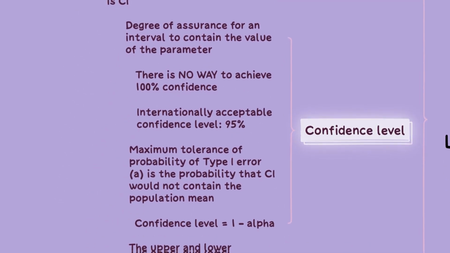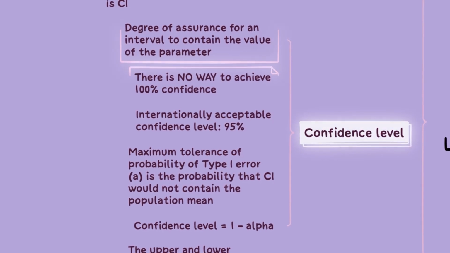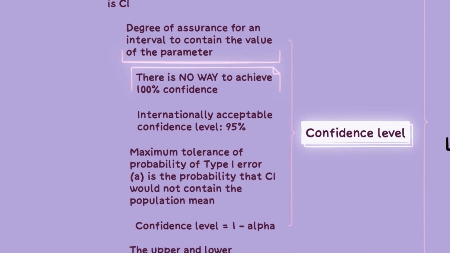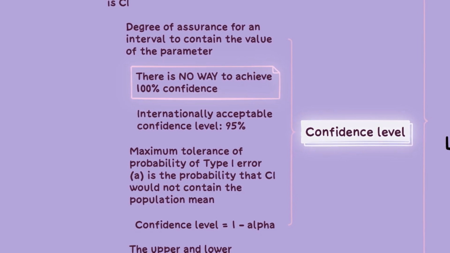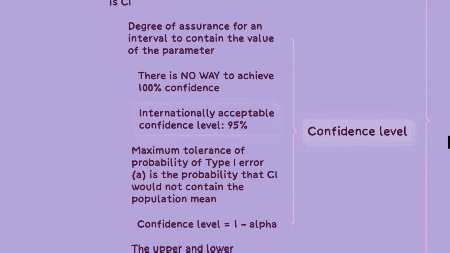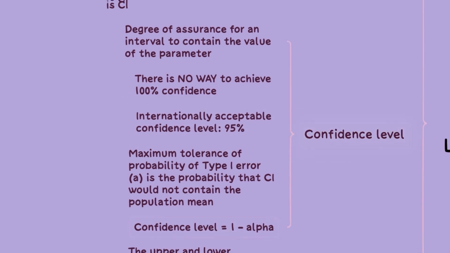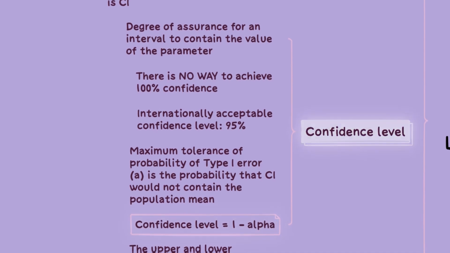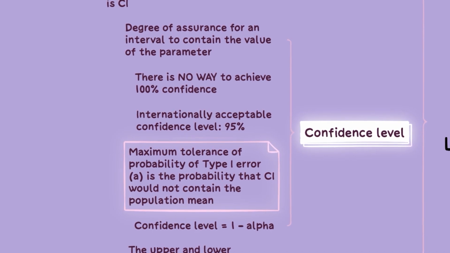The next one, confidence level, is the degree of assurance or probability that the interval contains the true value of the parameter. It represents the level of confidence we have in the interval estimate. It is important to note that achieving 100% confidence is not possible. A commonly used and internationally acceptable confidence level is 95%. The confidence level is denoted as 1 minus the significance level alpha and is associated with the maximum tolerance of the probability of a type 1 error.